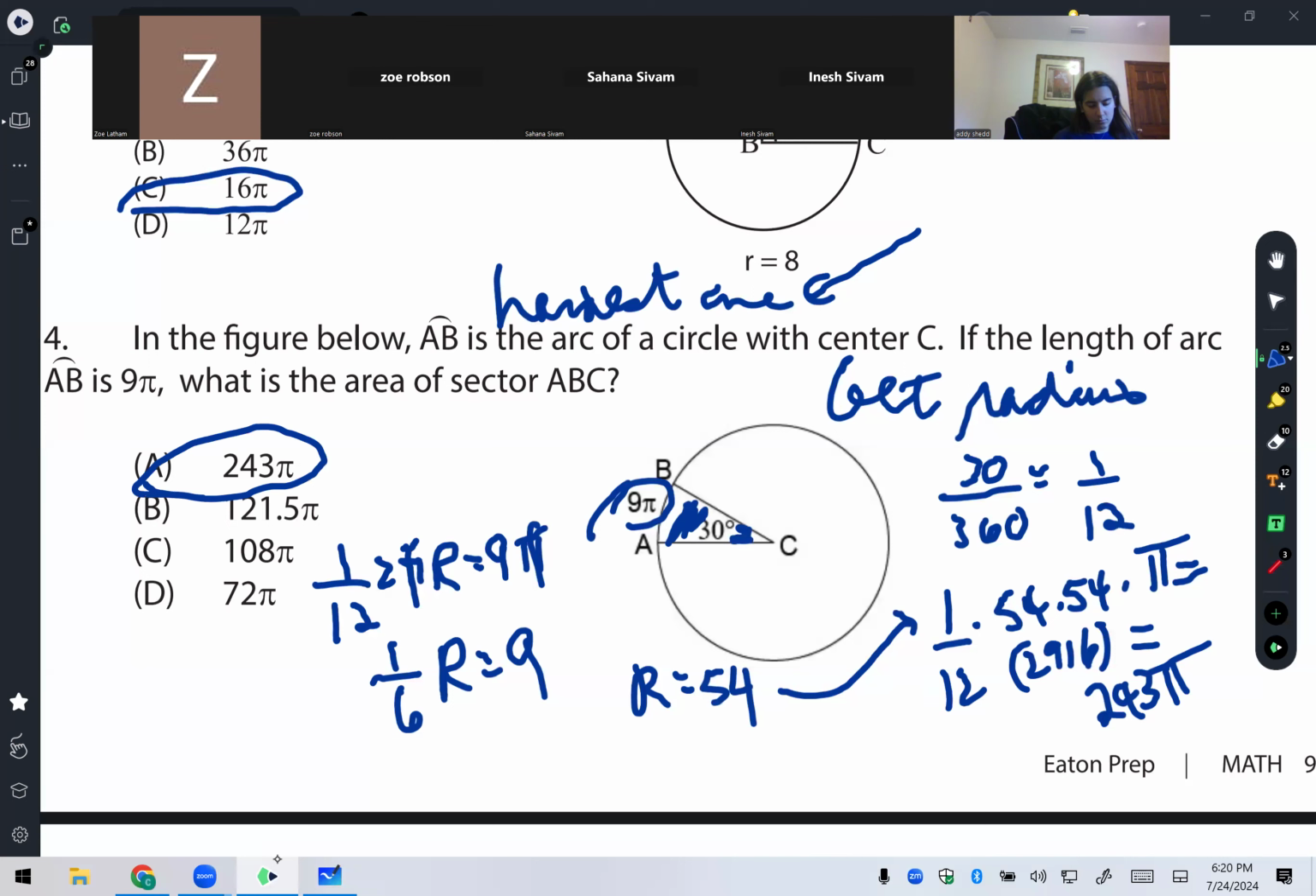And again, I really took you into deep water here. So the hardest thing was to get the radius. But I'm trying to expose you to harder questions. Zoe Latham, are you good with that one? Yeah. Okay, Zoe Robson, yeah. You all could be math teachers one day. Sehana, yeah. Inesh, yeah. Good, and Addie, are you good with that hard one? You guys have to be honest. Okay, now we're going to the next page.